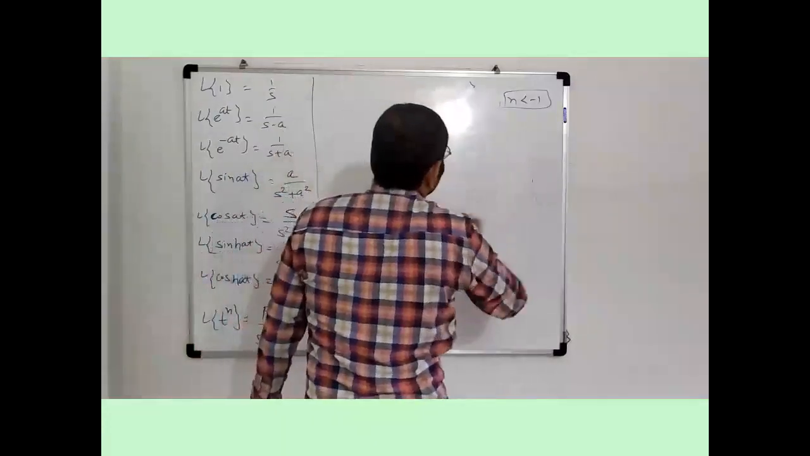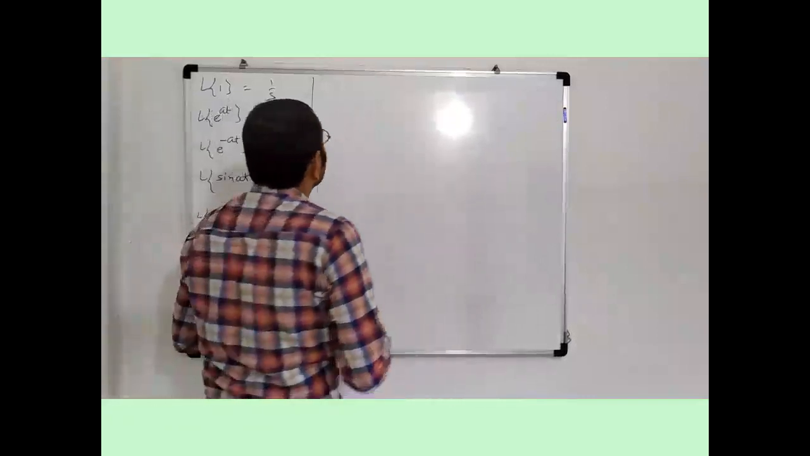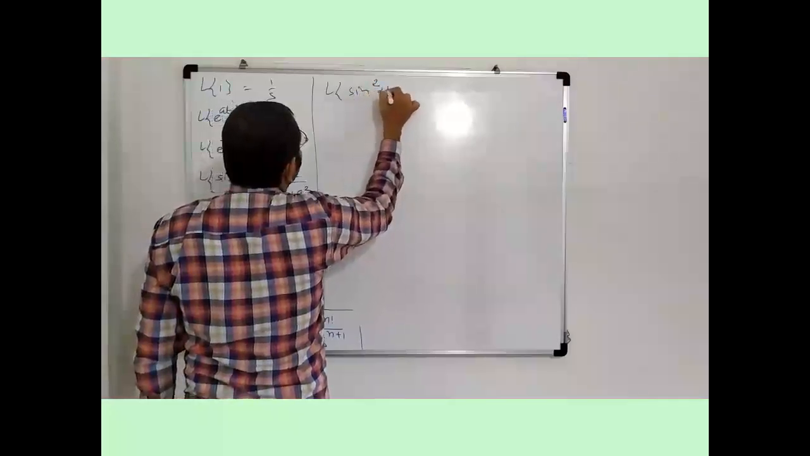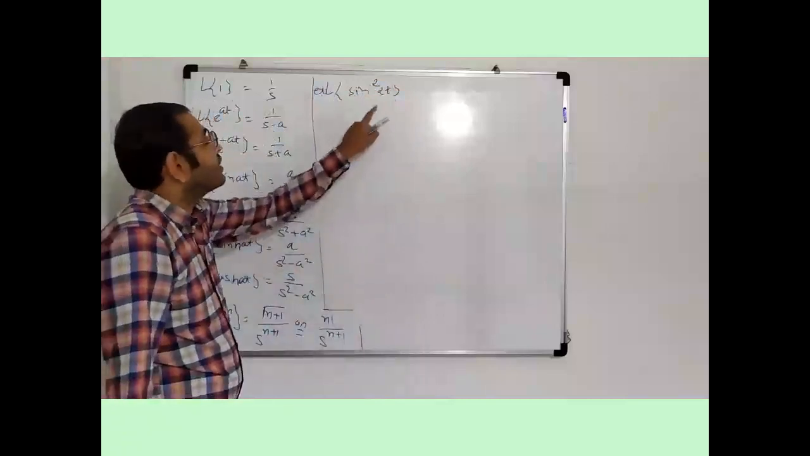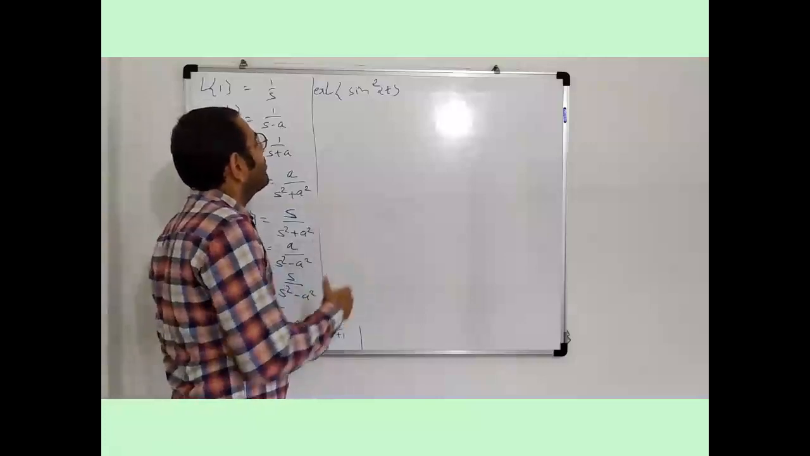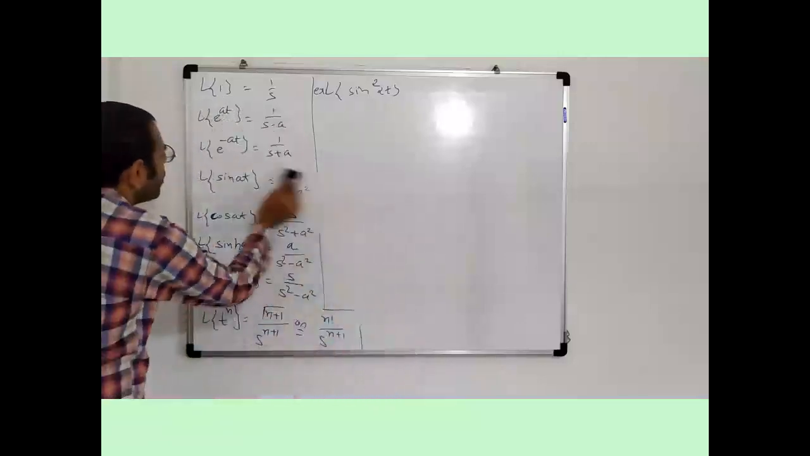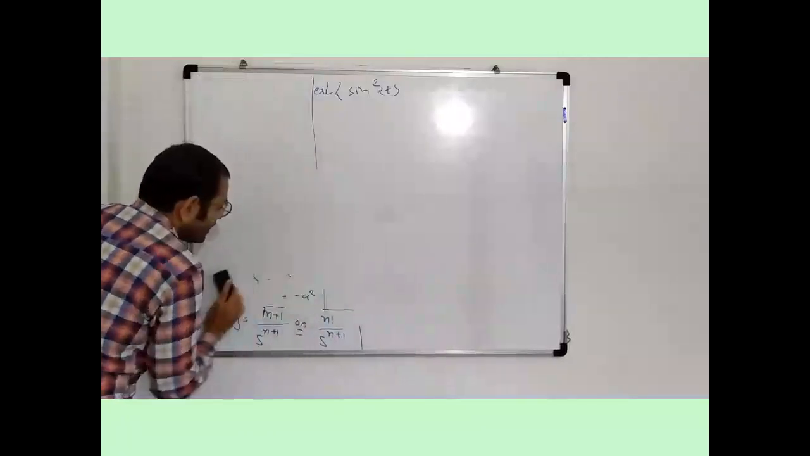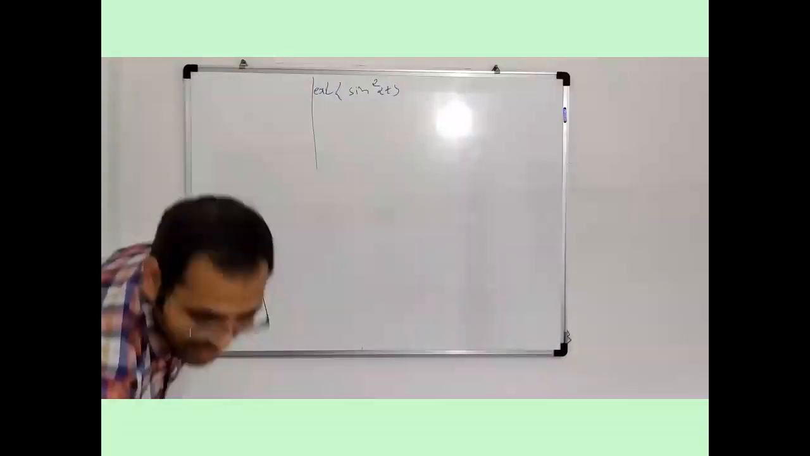Next example is, suppose, Laplace of sine square 2t. Here the function is sine square 2t. If the function is in multiplication form, product form, then we cannot go for Laplace directly, because in product form we cannot apply the Laplace transform.